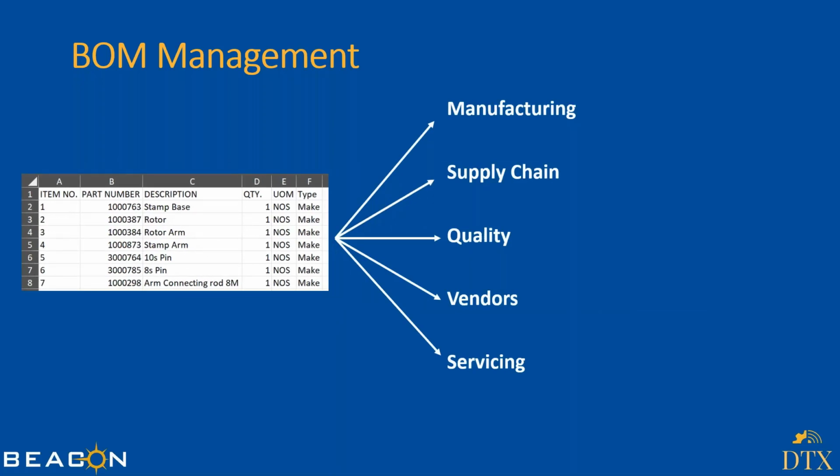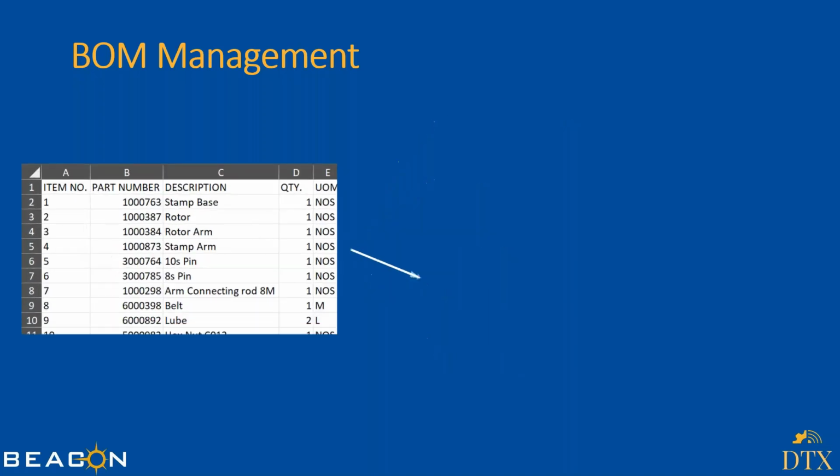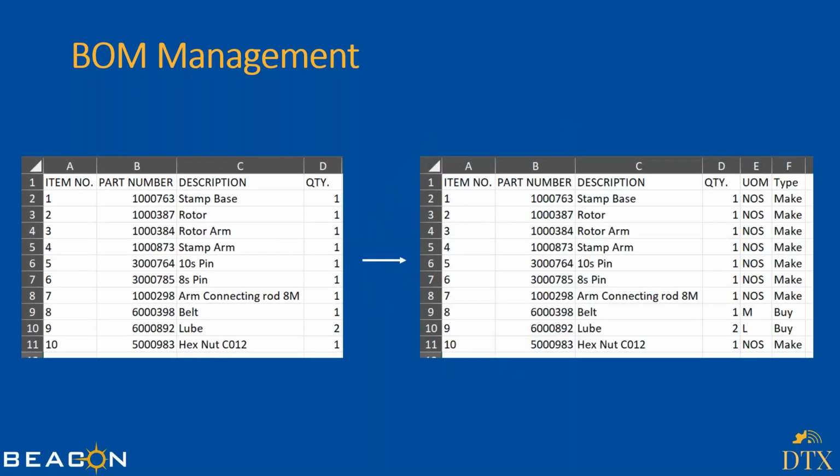It would all be built separately in an Excel or some other format, and then shared with all these departments based on their need. Manufacturing needs a separate format, supply chain needs different data sets in a different format, quality requires a different format, and the same goes for vendors and our servicing team. Now, the real challenges come when the design gets modified, like you add a few more components to it, or you update or replace some component inside this bill of material.